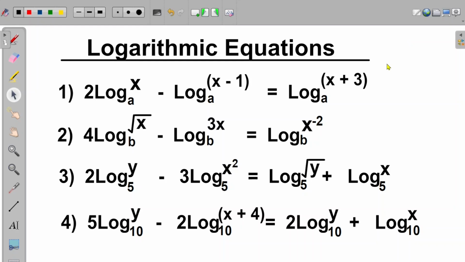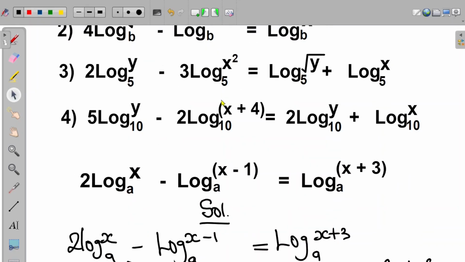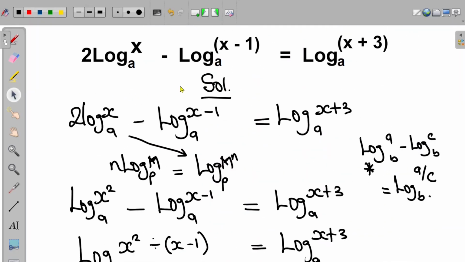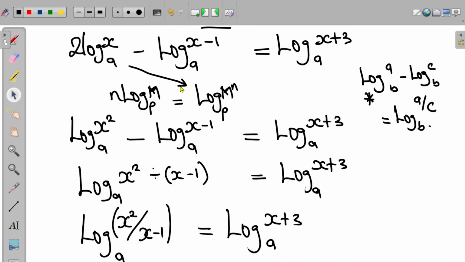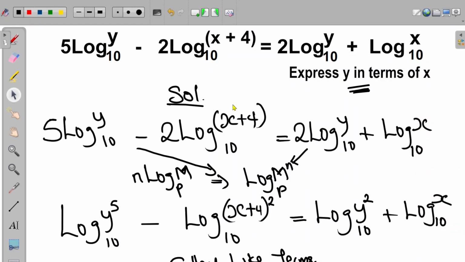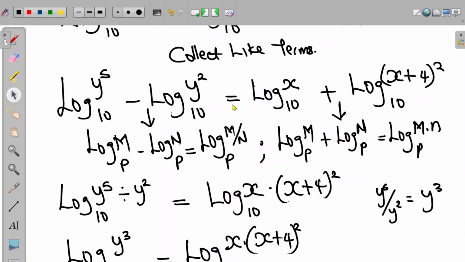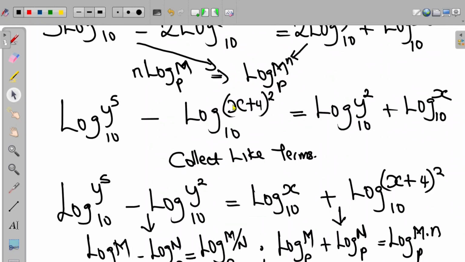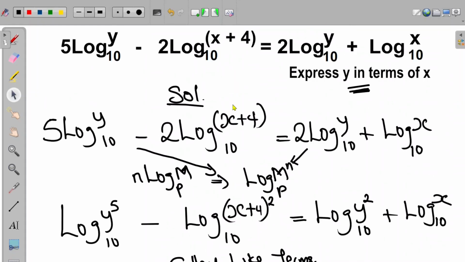In this video, we will provide solutions to these four logarithmic equations using the laws of indices where applicable, and also the laws of logarithm, so that at any point you see this kind of question, you'll be able to provide a solution to it.